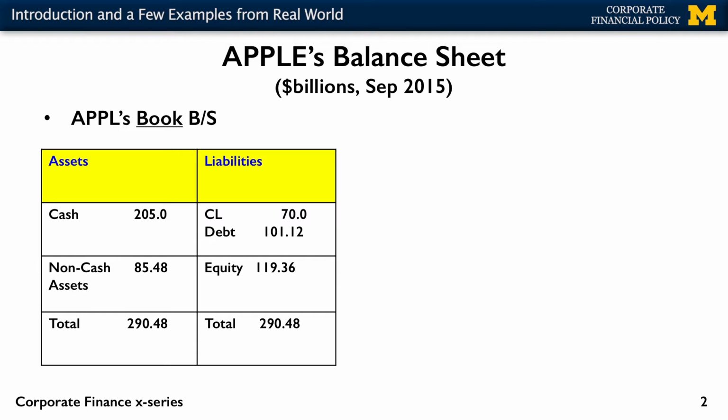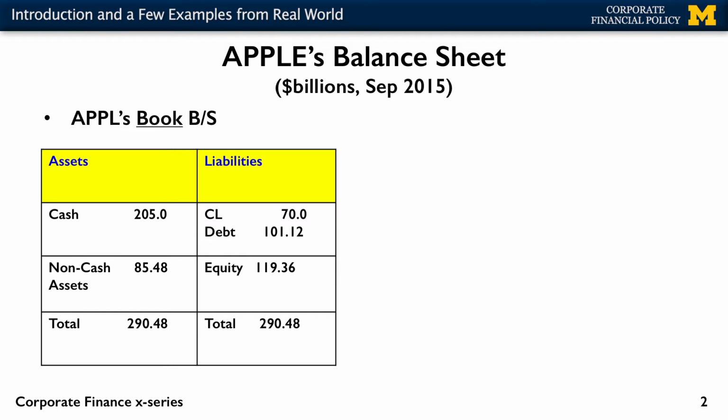This is simply what you look at in their annual statement. What you have in front of you is the year end of September 2015, and I'm presenting a very simplified version of the balance sheet. On the asset side, I put cash and non-cash asset. Everything that is not cash, I just club together and call non-cash asset. Some of you might have heard that Apple has a lot of cash on its balance sheet, and that's why I'm presenting it as cash and non-cash asset. In book value terms, Apple is a $290 billion company, as you can see right there on your slide.